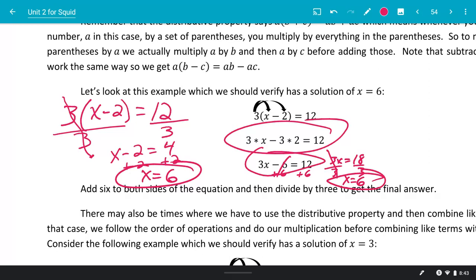Now, you're not wrong. You could just plug a number in the first place, but you're just kind of guessing and checking, which works. It's just if you're not a very lucky guesser, then you might be working on it a really long time. Okay? But at the end, we absolutely need to plug it in. 3 times 6 minus 2 equals 12. Well, 6 minus 2 is 4. 3 times 4 is 12, then we know it works.